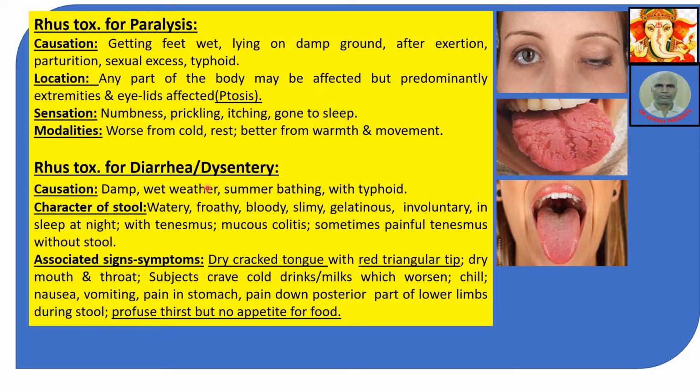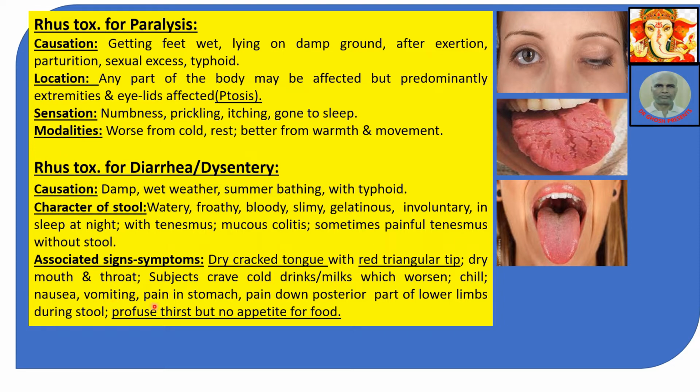Rhus Tox for diarrhea and dysentery. Causation: damp, wet weather, summer bathing, typhoid. Character of stool: watery, frothy, bloody, slimy, gelatinous, involuntary in sleep at night, with tenesmus, mucus colitis, sometimes painful tenesmus without stool. Associated signs and symptoms: dry, cracked tongue. Note the tongue, with red triangular tip.